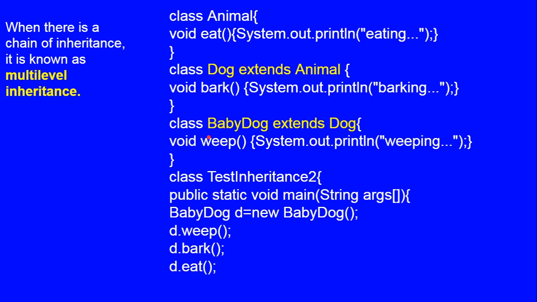Here, this is the weep from the baby dog class, bark from the dog class, and then eat from the animal class. So by the use of this multi-level inheritance, we are able to call all the functions of the classes level by level. This is called multi-level inheritance.